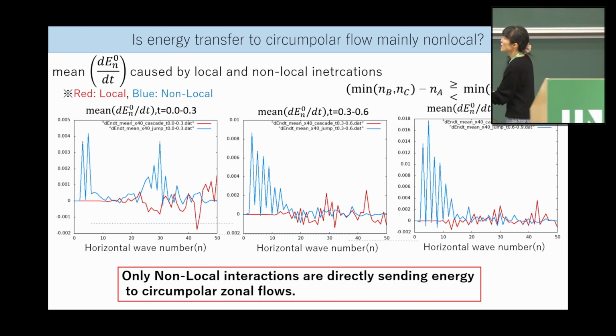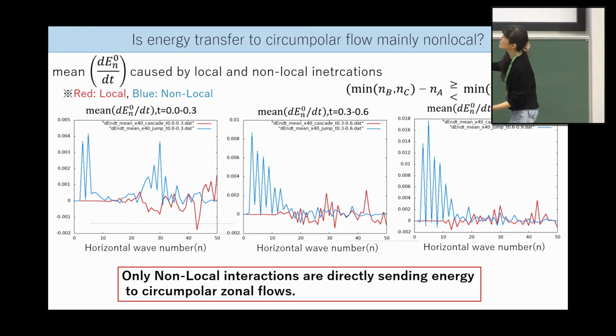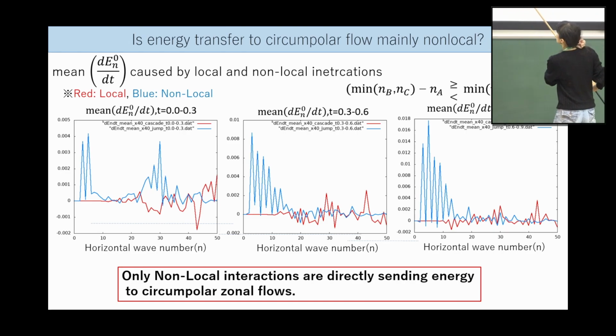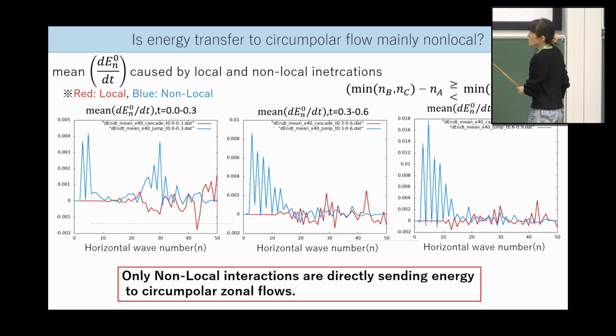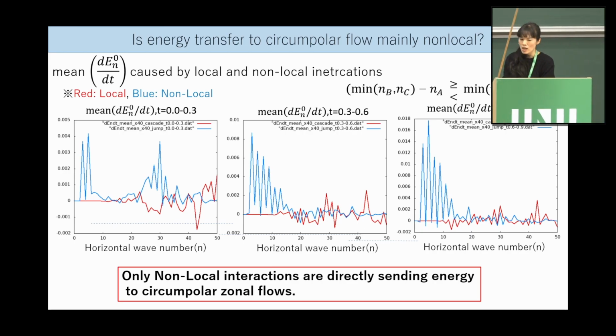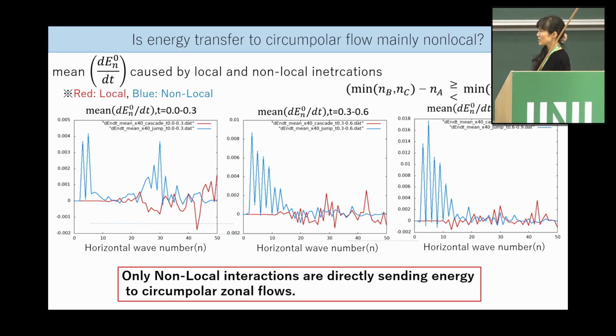And these are the results. This time, please pay attention to the blue color, because this is non-local interaction. And again, we see very strong values for low and odd integer n only by non-local interactions. And we don't see energy transfer to these parts by local interactions. So these suggest that only non-local interactions are directly sending energy to circumpolar zonal flows. And this is the second result that we got.